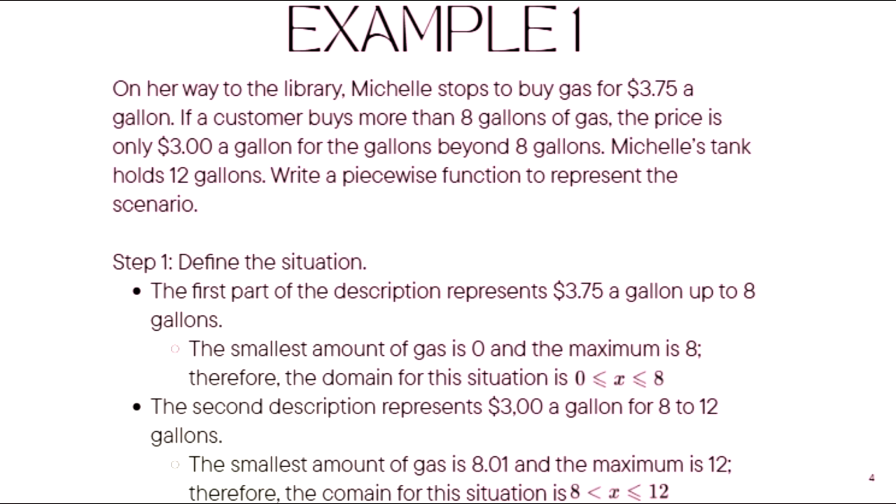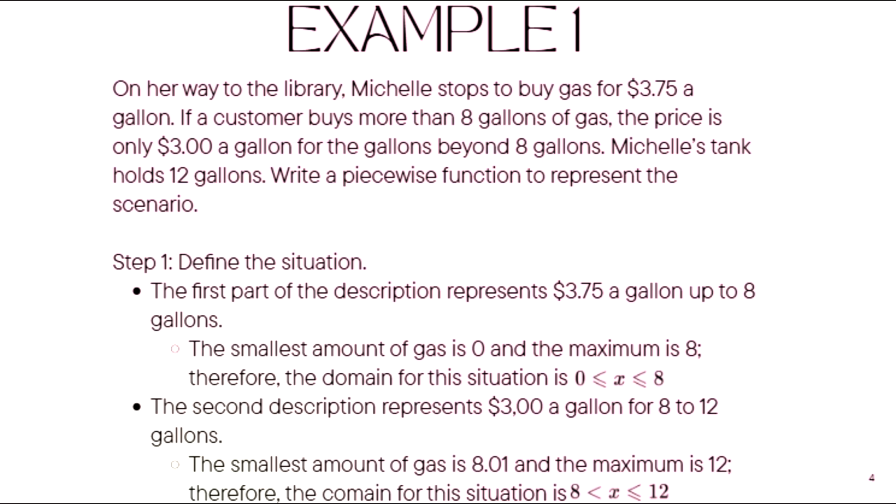So step 1, define the situation. The first part of the description represents $3.75 a gallon up to 8 gallons. So the smallest amount of gas is 0 and the maximum is 8. Therefore, the domain for this situation is x is greater than or equal to 0 and less than or equal to 8. If you buy any amount of gas within those bounds, you're going to pay $3.75 a gallon.